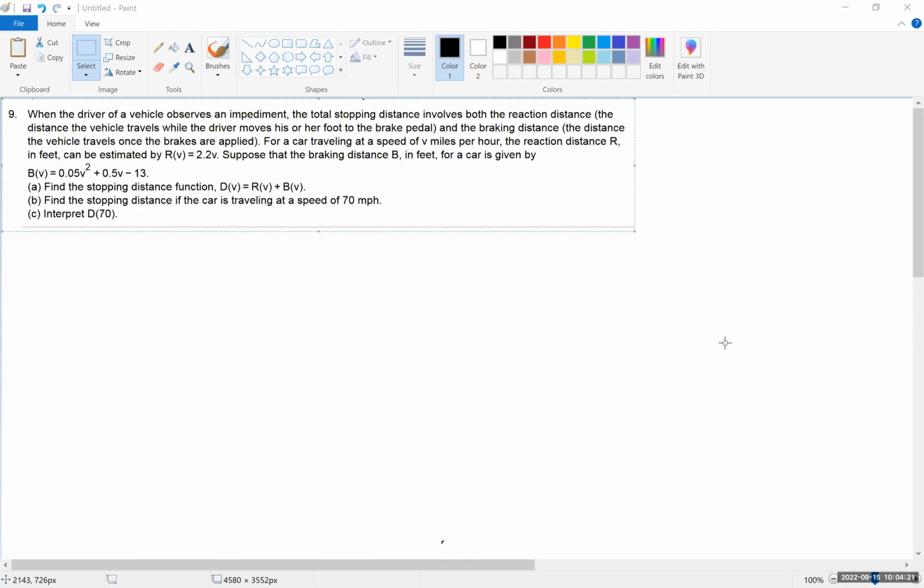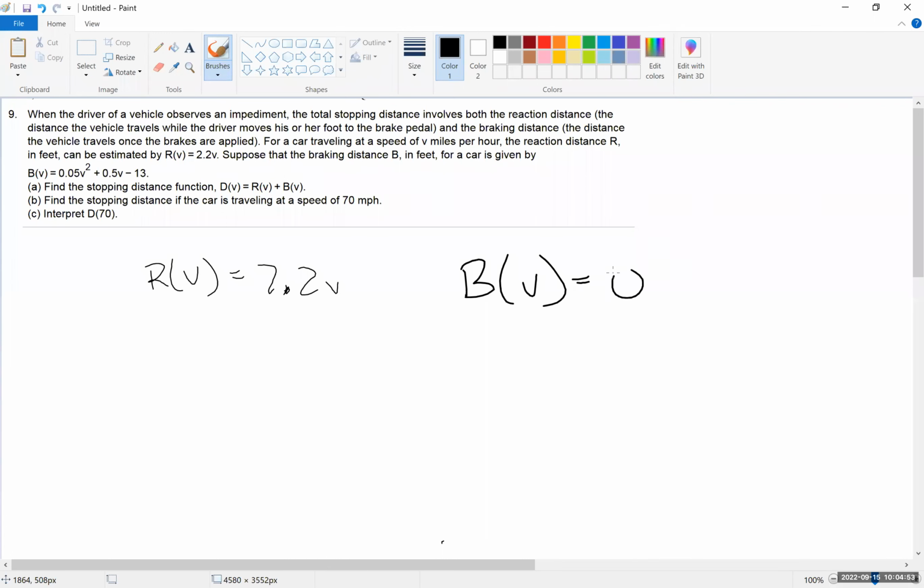For a car traveling at a speed of v miles per hour, the reaction distance r in feet can be estimated using this formula. So we have one formula for the reaction distance. We can write that out right here: R(v) equals 2.2 times v. Suppose that the braking distance b in feet is given by, so this is the braking distance, B(v) is going to be equal to 0.05v squared plus 0.5v minus 13.